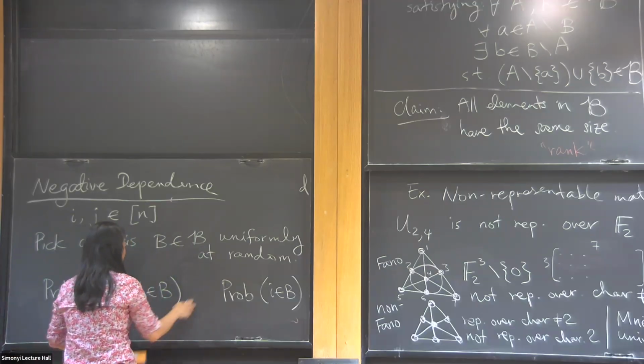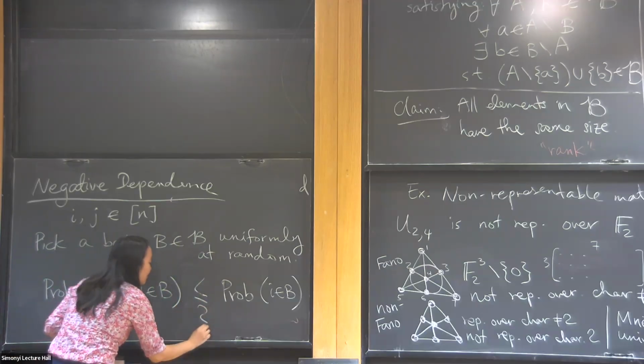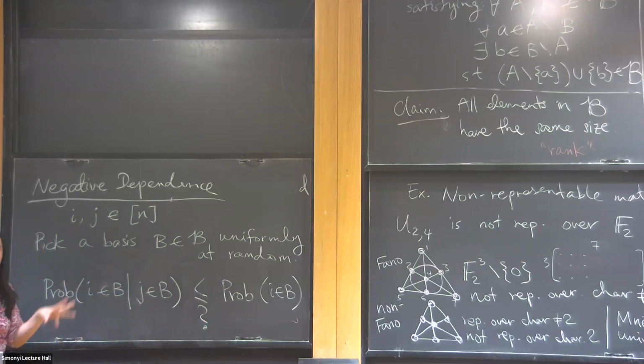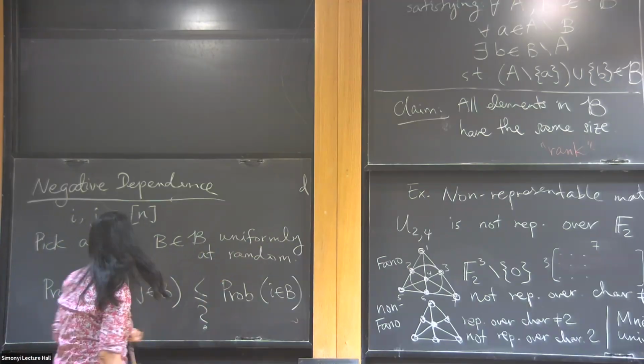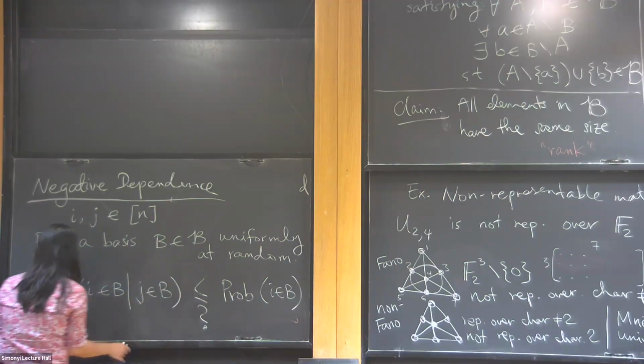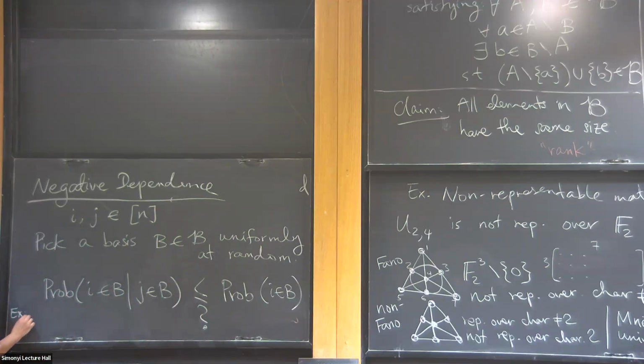So somehow the elements should sort of repel each other. You know that one is there, it's less likely the other one is there. We can check it for an example. So let's do another example. Let's say I is equal to 1, J is equal to 2. Let's just check.